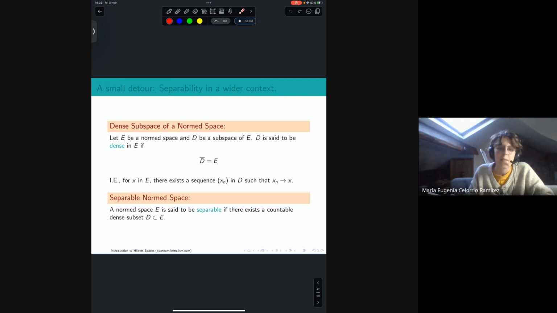So what is a separable normed space? A normed space E is separable if we have a countable subset that is dense in E. So basically, we have a subset D that is countable, a dimension that we can control more or less, and any element of E can be approximated by sequences in D. This is a strong property.